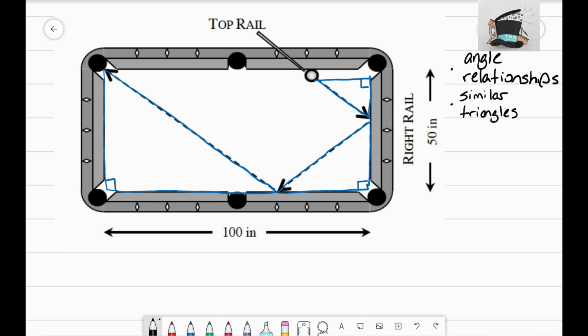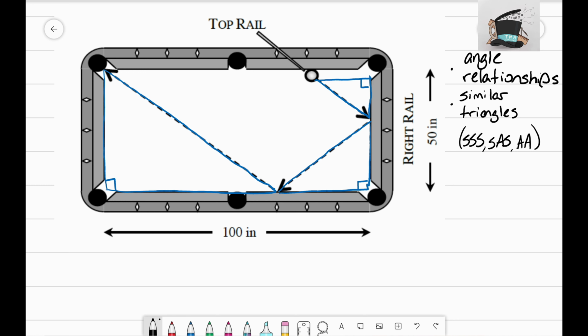Okay, now just a quick reminder, we had 3 different ways of showing that triangles were similar. The first was side, side, side. The second was side, angle, side. And the third was angle, angle similarity.